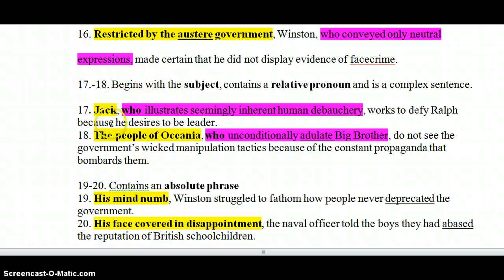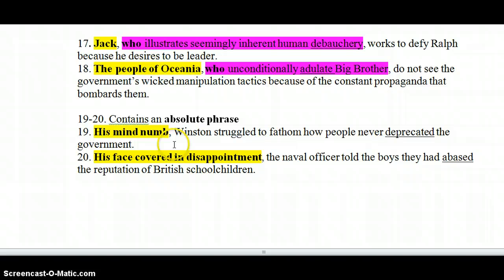17 and 18 begins with the subject in yellow, and our adjective clause begins with the relative pronoun, again, commas around it. And then finally, our absolute phrase in yellow, noun followed by a verb. His mind numb, his face covered in disappointment, and then we have our complete sentence.